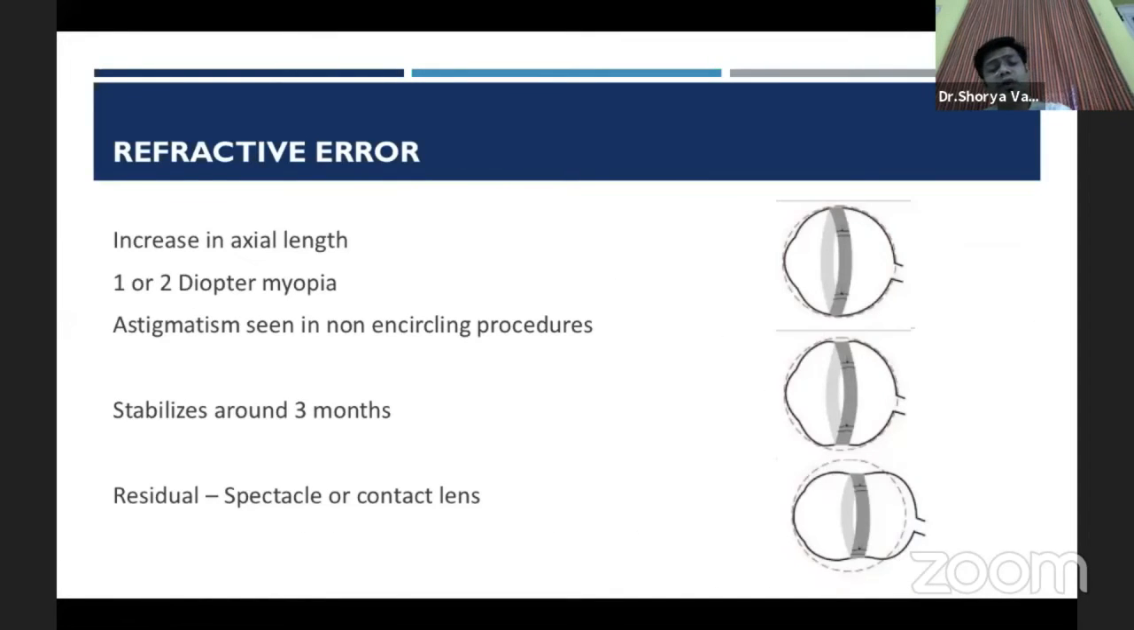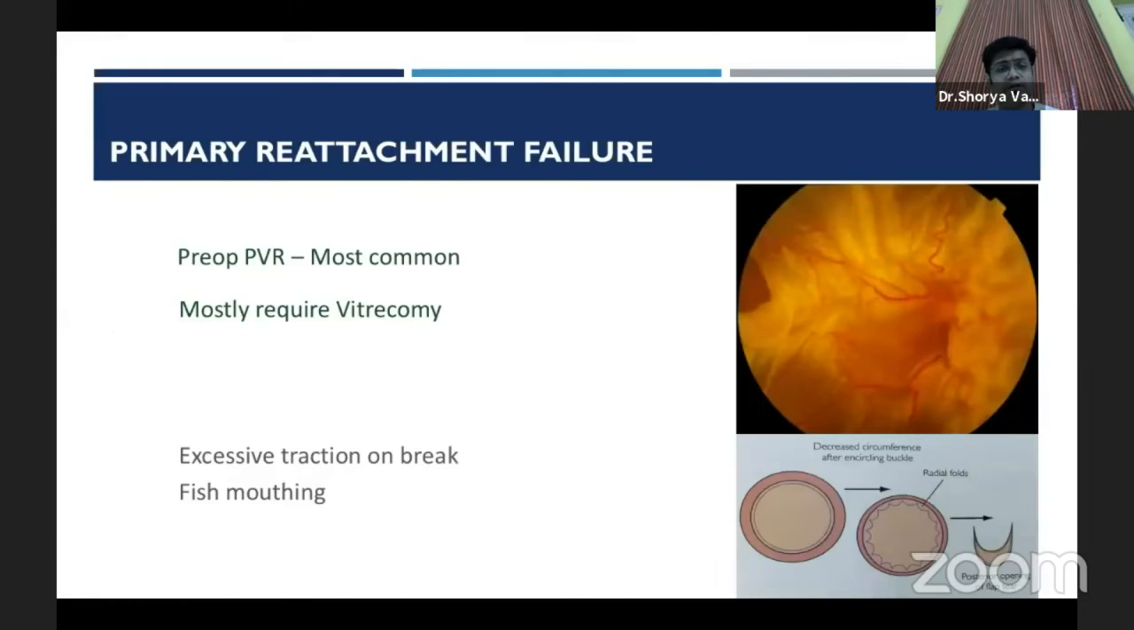Refractive error is obvious as it leads to some elongation of the eyeball. So in such cases, and even more so in cases where you put a segmental buckle and you might have astigmatism, they tend to stabilize around 3 months. In case there is residual refractive error, spectacles and contact lenses can be given.